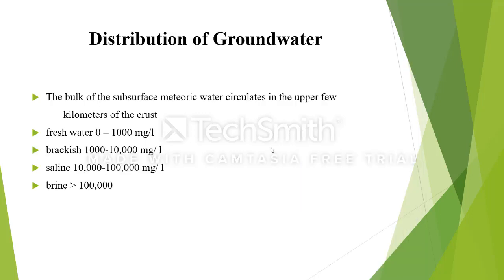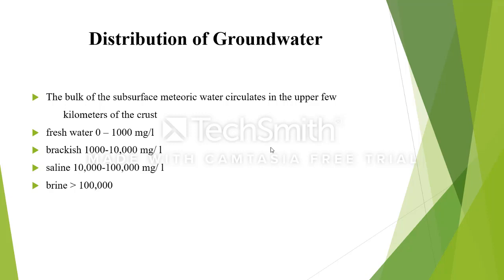So here, in the distribution of groundwater, the bulk of subsurface meteoric water circulates in the upper few kilometers of the earth's crust. What do we mean by meteoric water? Meteoric water is water obtained from precipitation, snowfall and other sources. That is called meteoric water. We normally take it for irrigation purposes.